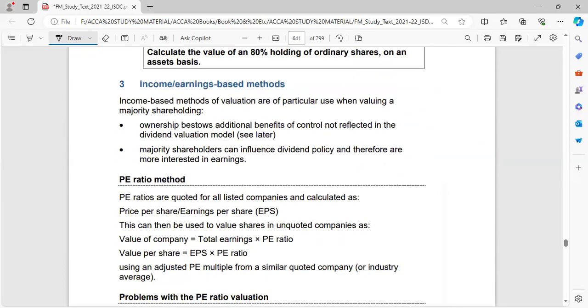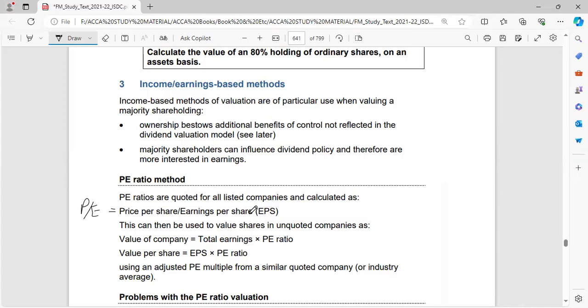Next one is the earnings-based model or income-based model. The earnings-based model is basically where we are determining the value of the organization on the basis of earnings. There are two approaches for the earnings-based method. The first one is called the price earning ratio method. This is the basic formula of the price earning ratio.